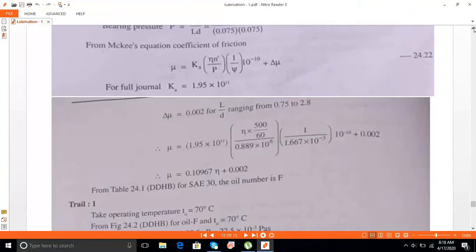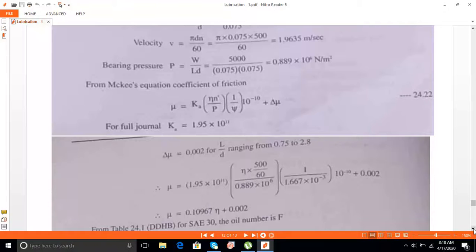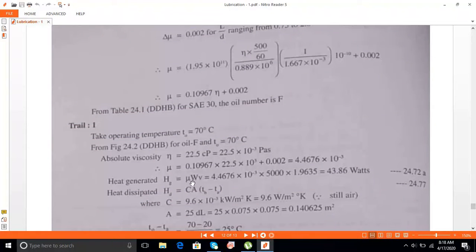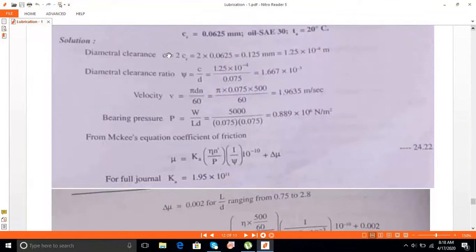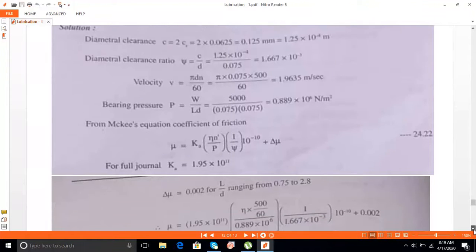So for this, we calculate heat generated by this formula. Hg is equal to mu into W into V. Mu is by Mackey's equation, W is the load and V is the velocity. So these calculations are with respect to the mu values, which is by Mackey's equation.